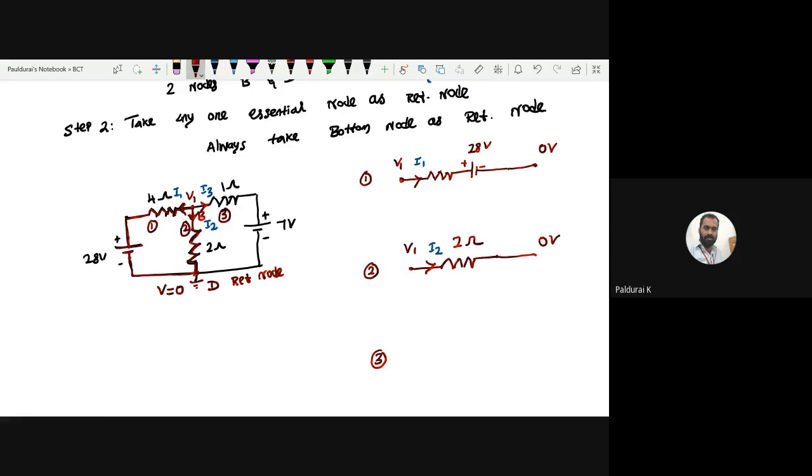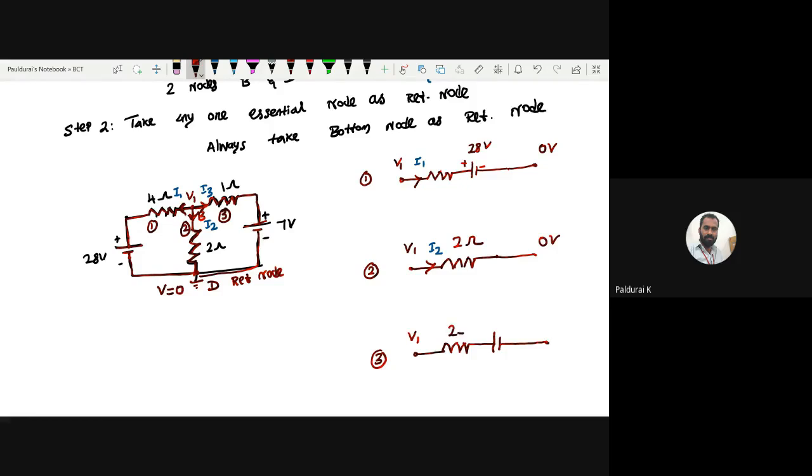Now coming to branch number 3, can you redraw branch number 3? Starting from V1, after that I have 1 ohm resistance, then 1 voltage source.